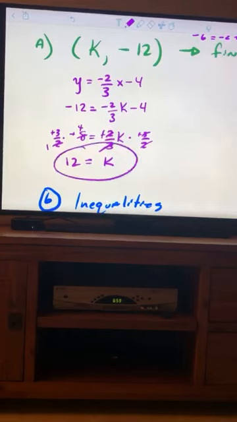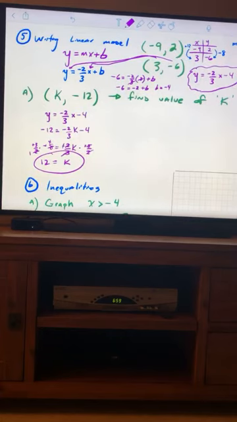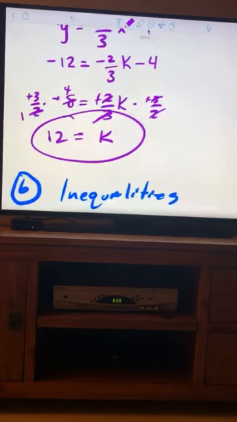So the point 12, negative 12 was on this graph, or lies on this graph. Once again, knowing how to do it by hand is very important. This way you can get some partial credit if you do make a mistake.